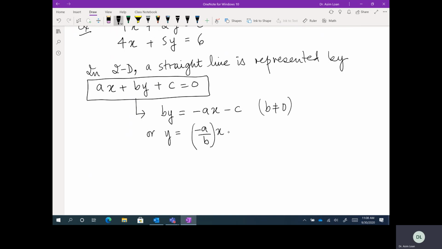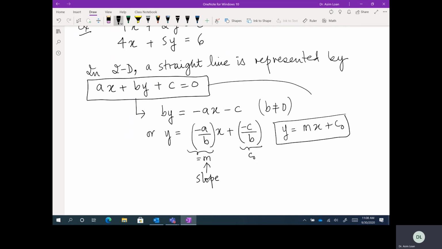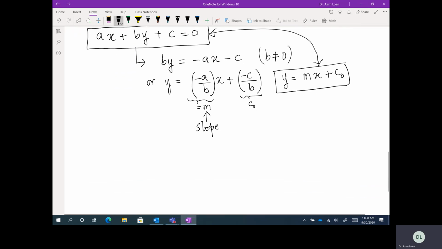plus minus c over b. Now if I say this is m and this is some c naught, then you know this m is the slope, and this is your familiar y equals mx plus c naught equation. Same here, no difference. I want to write the straight line equation like this because I'm going to extend it and make this a plane in 3D in a little while.